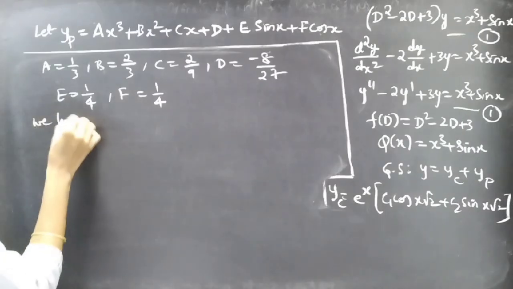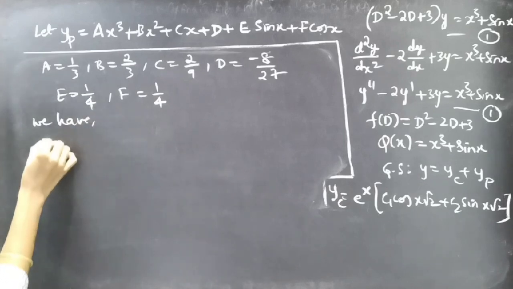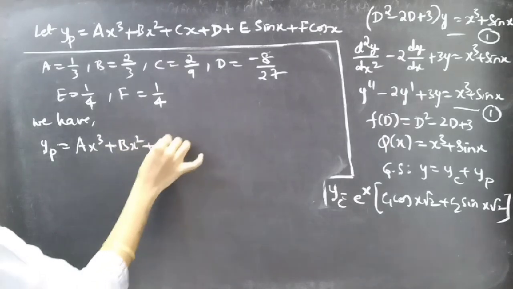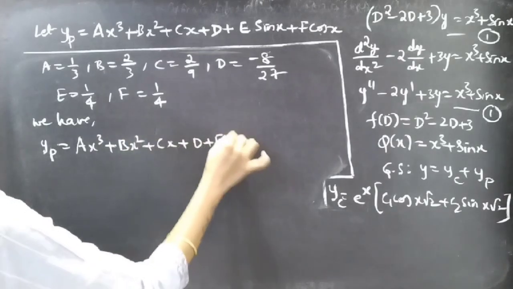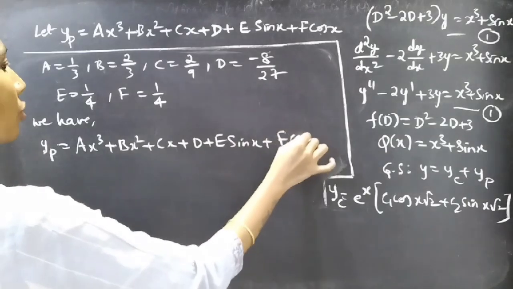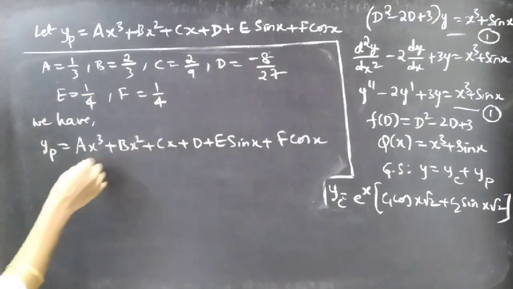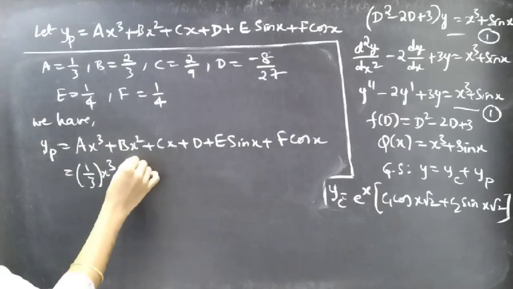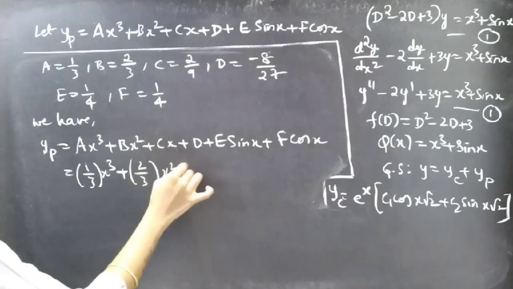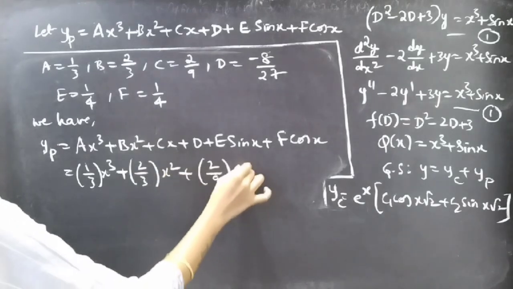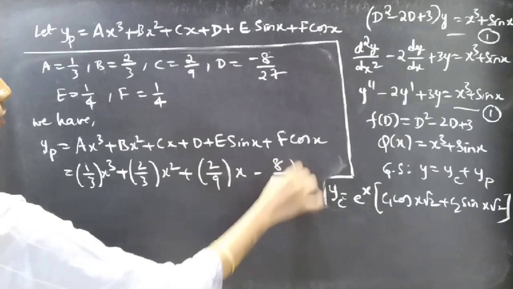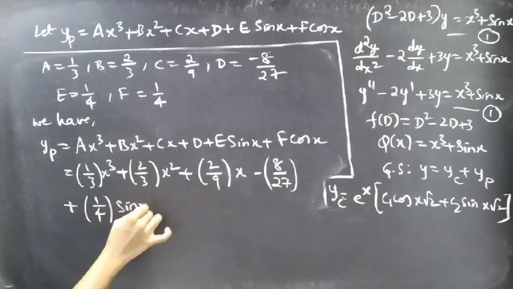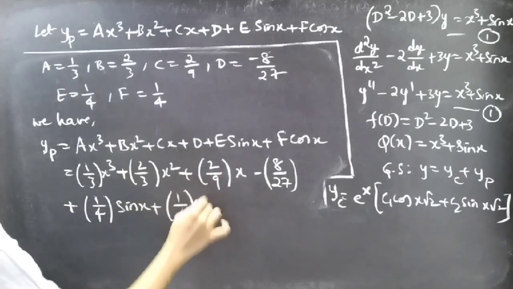We have yp equal to ax cube plus bx square plus cx plus d plus e sin x plus f cos x, right? Now substitute these values here. We'll get 1 by 3 into x cube plus b, 2 by 3 into x square plus c, 2 by 9 into x plus d, minus 8 by 27, plus e, 1 by 4 into sin x plus f, 1 by 4 into cos x.